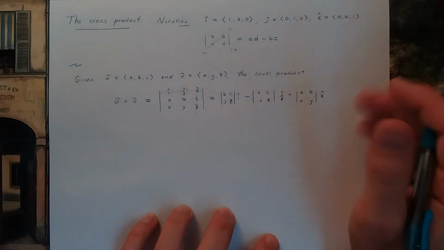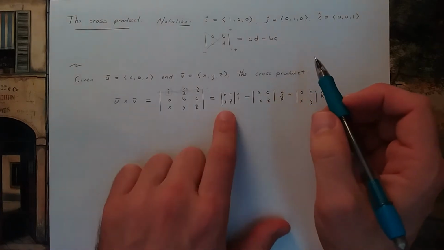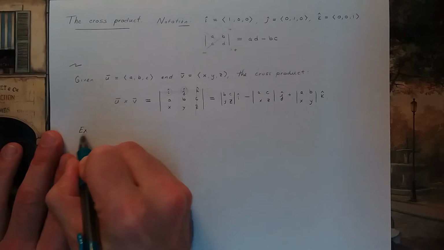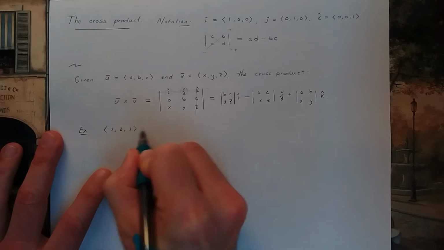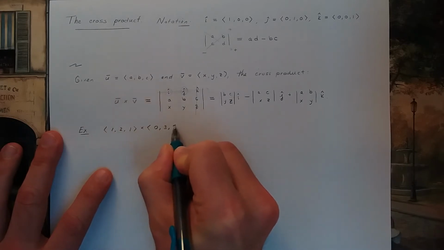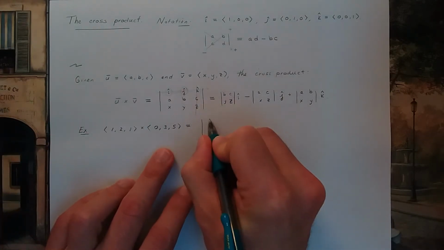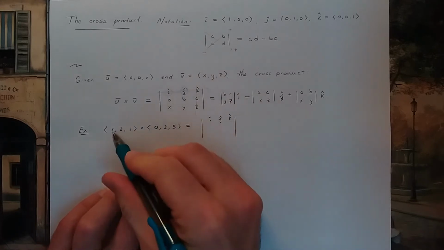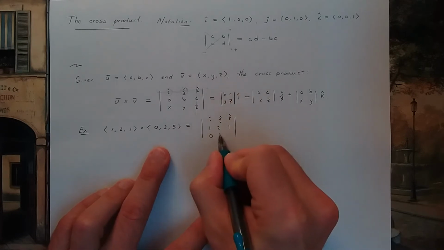It's a really crazy calculation. Why would anyone do this? Well, I'll show you in a minute. But first, let's do a numerical example. So let's take the cross product of 1, 2, 1 with 0, 3, 5. Okay, so you start by writing this thing down, i hat, j hat, k hat. The next row contains the numbers 1, 2, 1, and the last row 0, 3, 5.